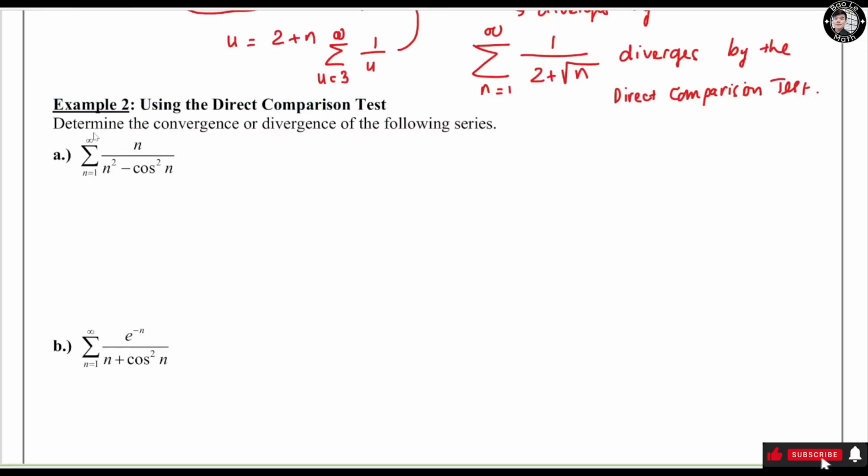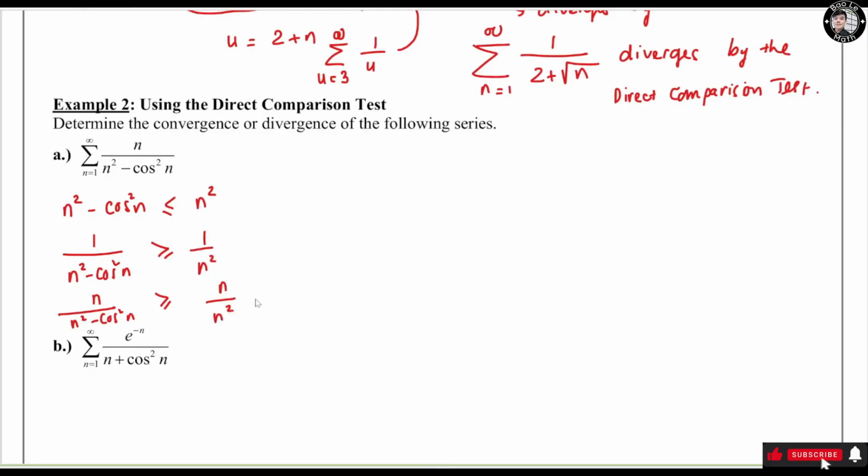Now, example number 2, we're going to use the direct comparison test. So we have n squared minus cosine squared of n always less than or equal to n squared, right? I'm going to take the reciprocal of both sides. So I have 1 over n squared minus cosine squared of n greater than or equal to 1 over n squared, right? I'm going to multiply both sides by n.